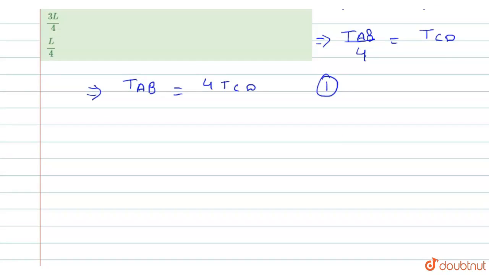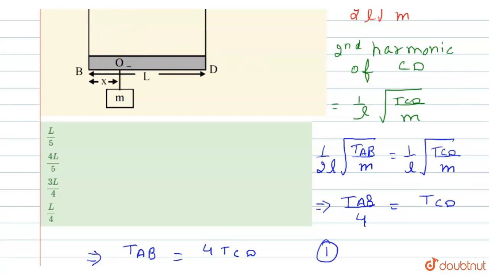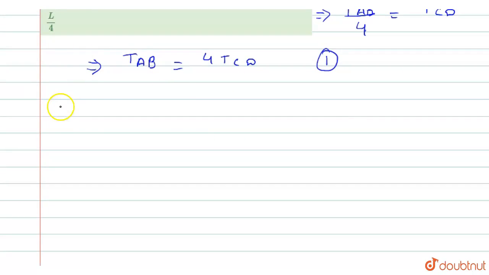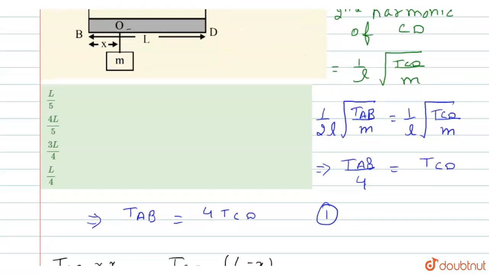Now, for rotational equilibrium of the massless rod, taking torque about point O, we can write TAB into X is equals to TCD into L minus X, right? Now solve and we get X is equals to L by 5. So the answer is L by 5. First option is correct. I hope you understand.